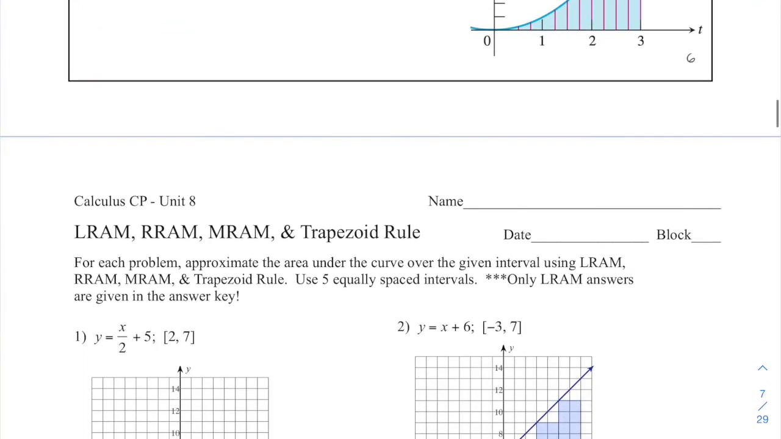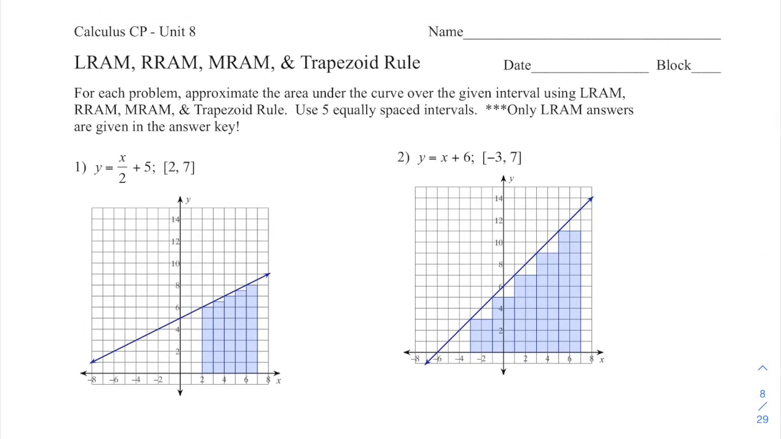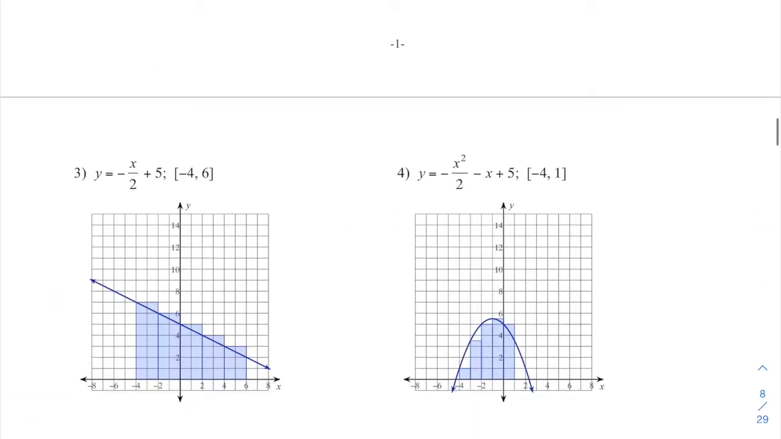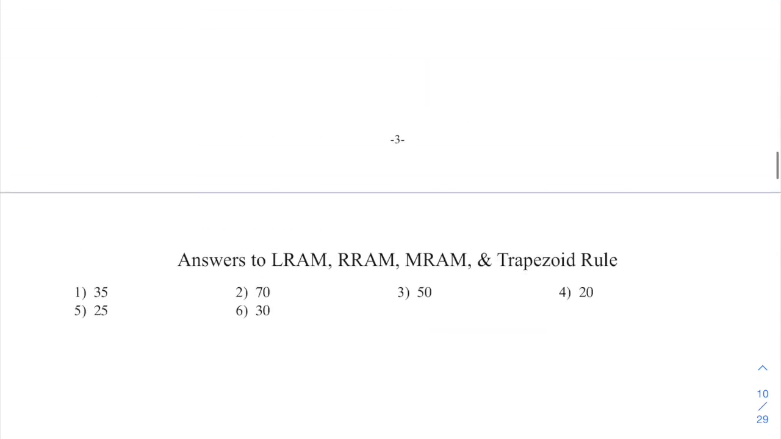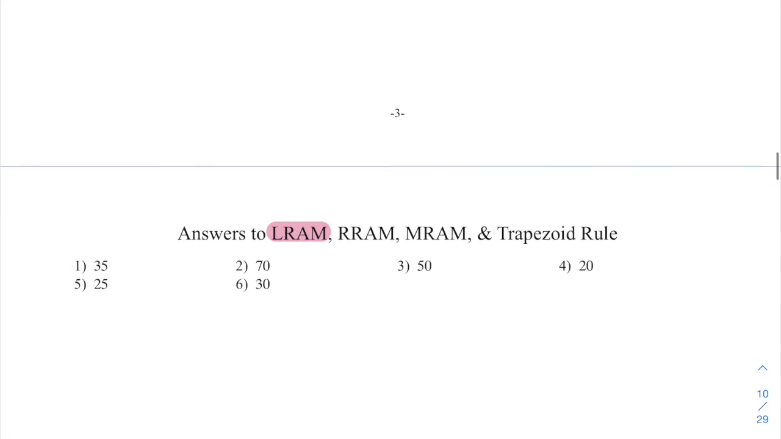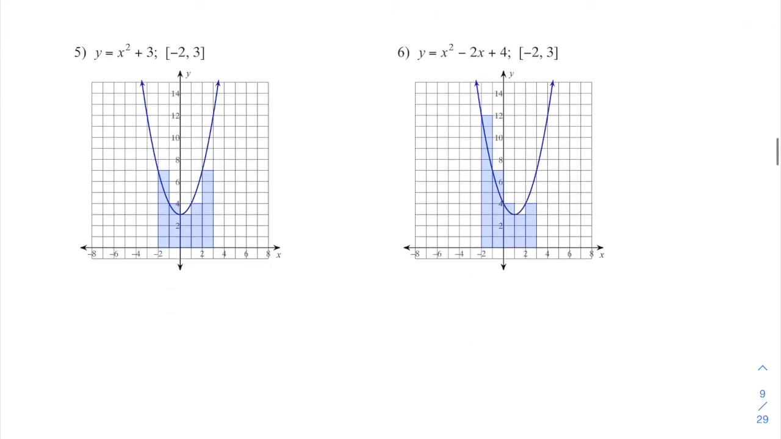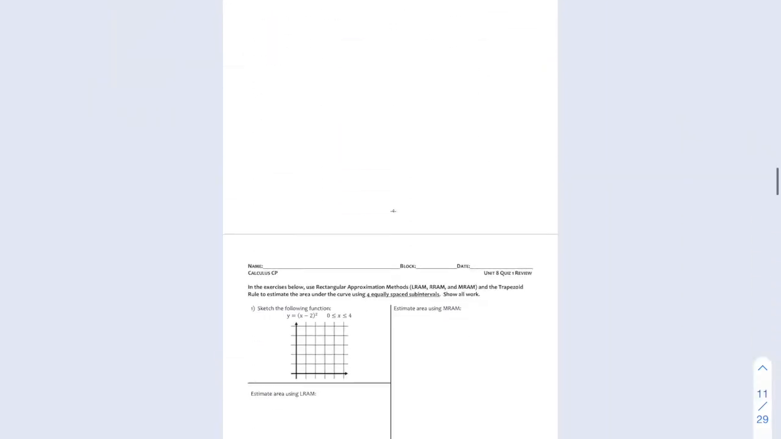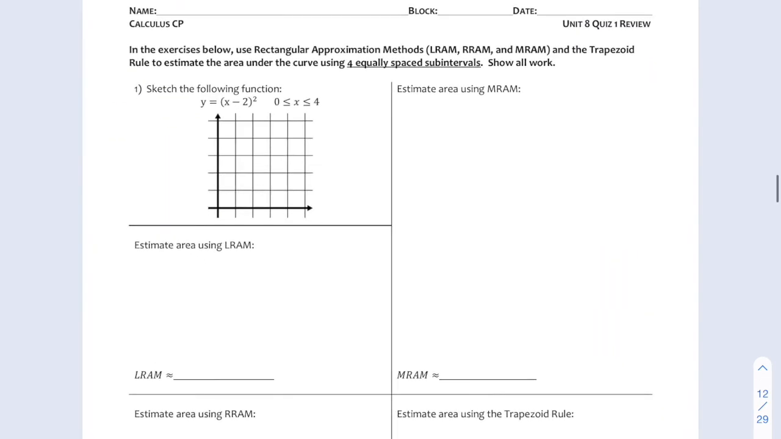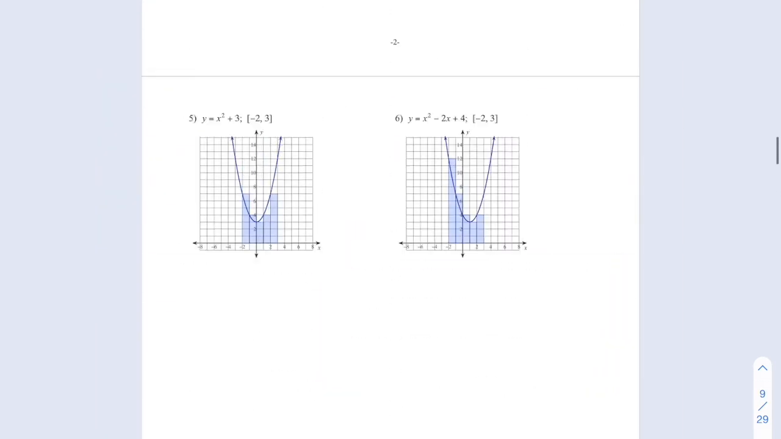Okay. All right, so you are already ready for the worksheet. The unfortunate thing is this worksheet only gives you the LRAM answers, okay? If you want to know the MRAM and RRAM answers, I can give those to you. And I will also show you trapezoid rule. Wait, did we do trapezoid? Do I ask for that? I do ask for that on the quiz review. Okay.